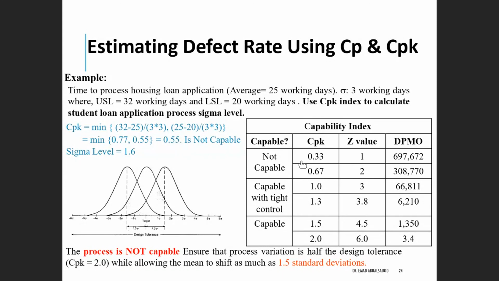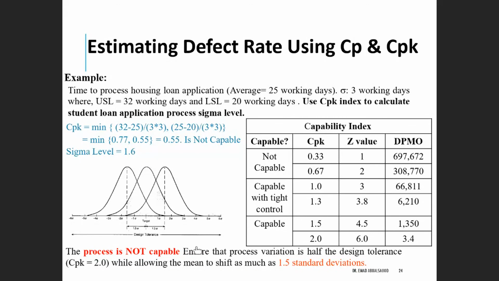Again, the process here is not capable because the 0.5 is falling in the not capable region. For the capability of CPK, you have to have a value of 1 or more to have a capable process, and 1.5 to 2 will be a very good centering for the process around the specification. That's really the indication for the process, whether it's centered or not. The CPK index is the one that identifies that.